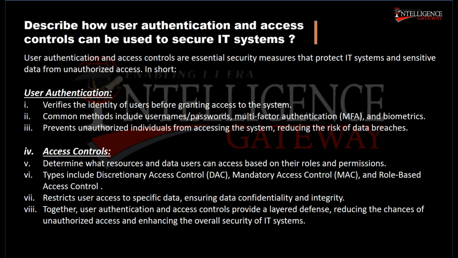Access controls determine what resources and data users can access based on their roles and permissions. Types include discretionary access control (DAC), mandatory access control (MAC), and role-based access control, which restricts user access to specific data, ensuring data confidentiality and integrity. Together, user authentication and access controls provide a layered defense, reducing the chances of unauthorized access and enhancing the overall security of IT systems.